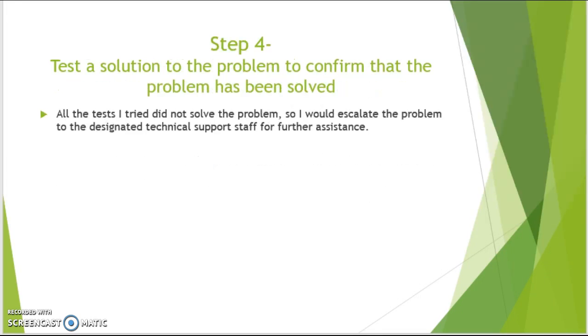So for step 4, I tested all the problems with what my knowledge base was, and so I would further escalate the problem to the designated technical support for further assistance. Sometimes the technical support is in my organization, sometimes it's related to the company that you purchased the software from. So I would find out who that was, and then I would call them.